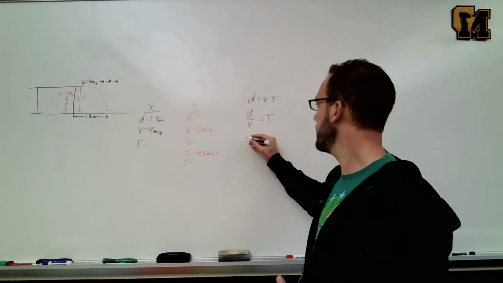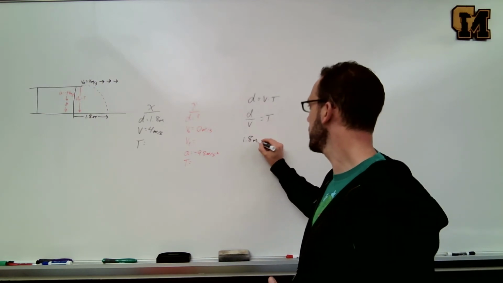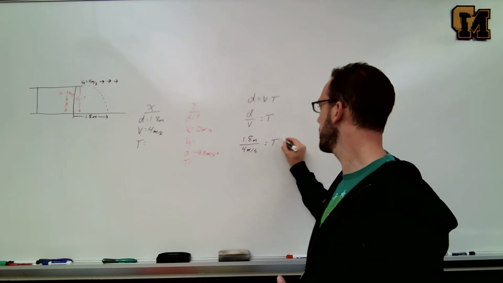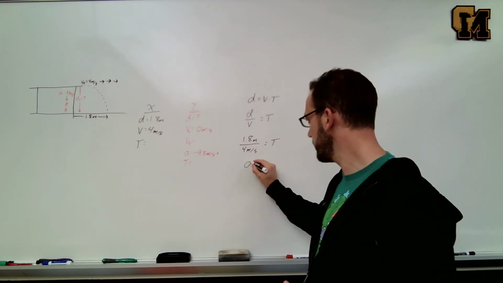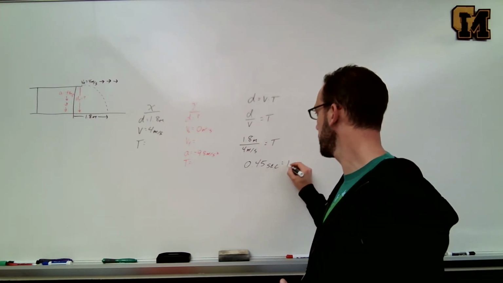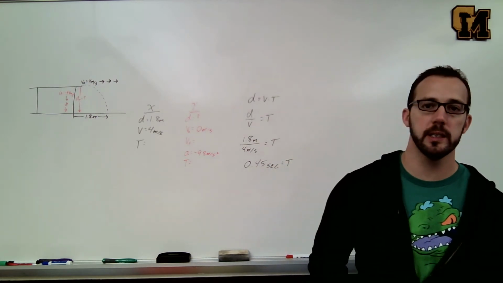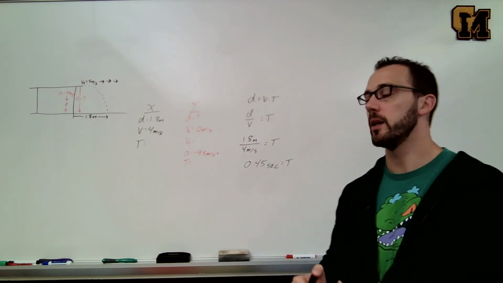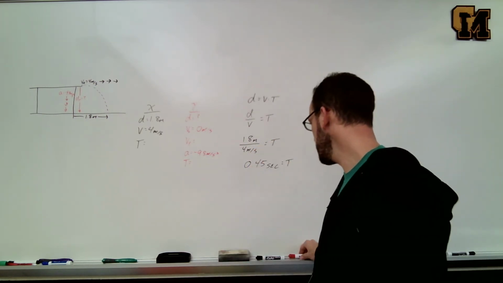Plugging our numbers in, 1.8 meters divided by 4 meters per second. And that's going to give us a time of 0.45 seconds. So that's how long it's going to take the pencil to leave the desk and hit the floor. We can use that in the Y direction.